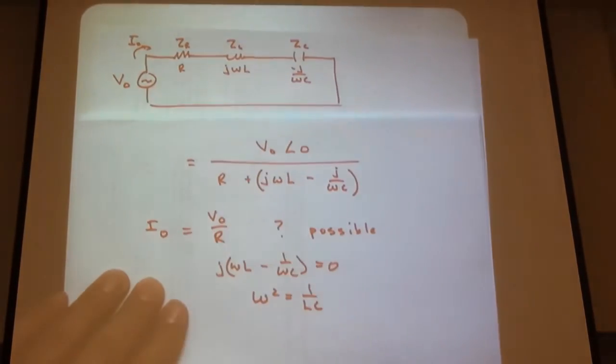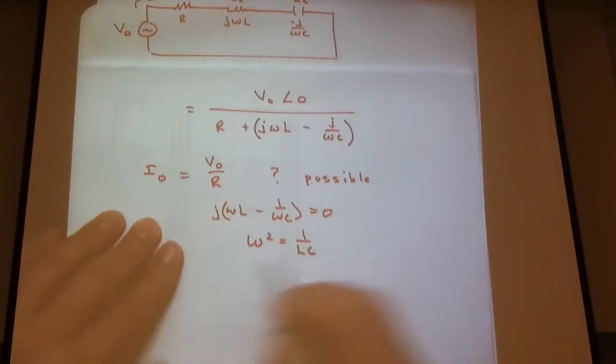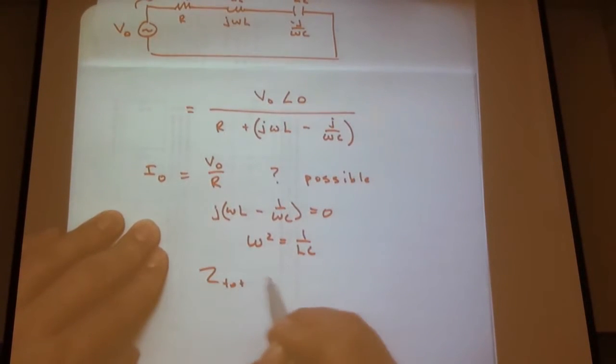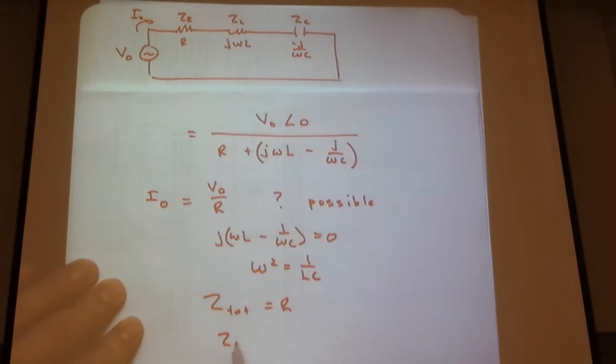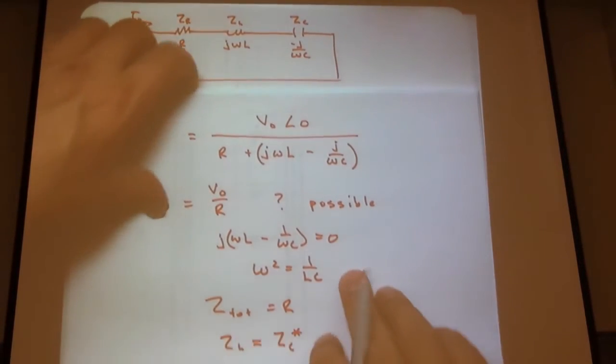So all we see effectively is the resistor. In this state, Z total equals R. At the resonant frequency, we will see the total resistance for this circuit is just R. In other words, ZL equals the complex conjugate of ZC. They're equal and opposite. They cancel each other out. We'll visit that a lot more.